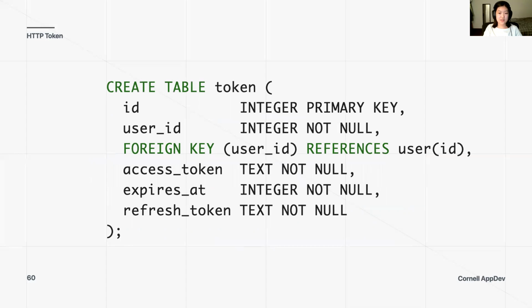First, here's sort of what a schema might look like for our token table. We would have the token ID, the user ID of the user associated with the token. We would have an access token. That's what's actually authenticating us. We'll have an expires at column, which is saying when our token is going to expire, and then we'll have a refresh token.